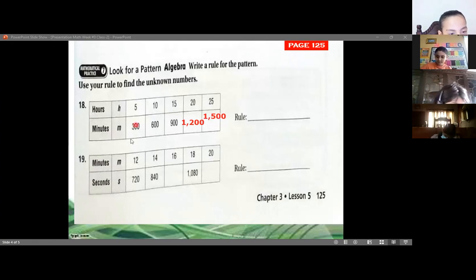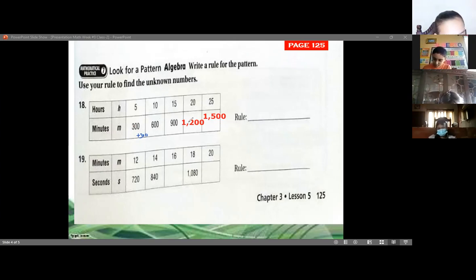As you can notice, here the difference is 300 and 600. So Khaled was adding 300 plus 300 to get 600. To get the 900, 600 plus 300. Then 900 plus 300 is 1,200. So he was adding the 3 as hundreds.